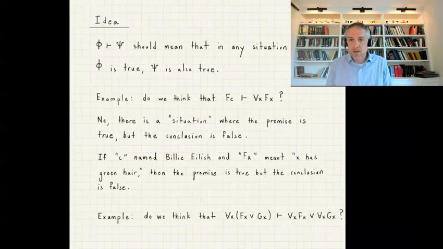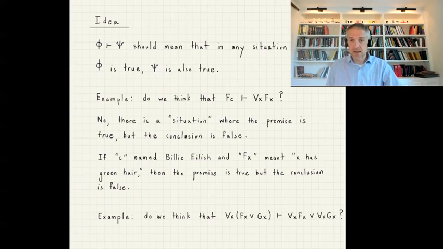Okay, so remember the single turnstile, phi turnstile psi, means there is a correctly written proof using our proof rules that starts with premise phi and ends with conclusion psi. Now, if our proof rules are good, that is, if they capture the intuitive notion of valid argument, then if there's a proof from phi to psi, it should mean that in any situation in which phi is true, psi is also true, because our proof rules should be safe. That is, they should preserve truth.